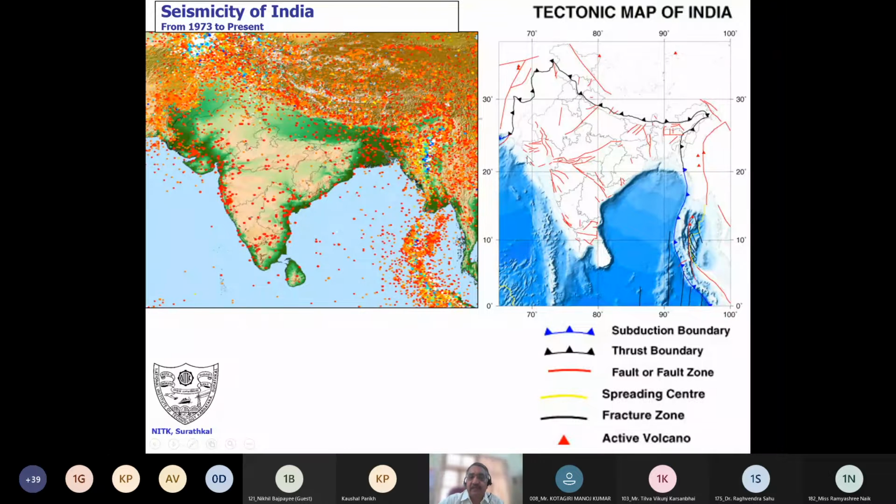And we have these red lines. They indicate actually fault zones which are away from the thrust boundary. There are many fault zones all over India, and many earthquakes have occurred along these faults also.